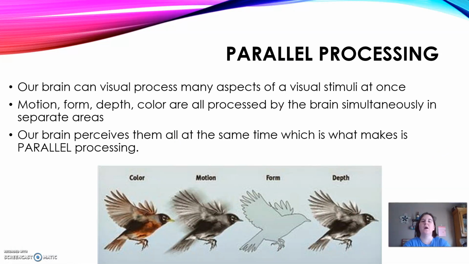Okay, so parallel processing, I don't know where the video left off because I just had some minor tech issues here. Parallel processing talks about how if I'm staring at a robin flying off my deck, I can see the color of that bird, the motion, the form or the outline, and then the three-dimensional depth of it. But when I look at that robin, I see them all at the same time. I don't process them individually. I process these visual things all at once. So motion, form, depth, color, all those things in our brain are processed simultaneously. They are not separate things. And that's what parallel processing is, saying that these things are all being processed at the same time. They're all parallel to each other. They're all happening at the same moment.